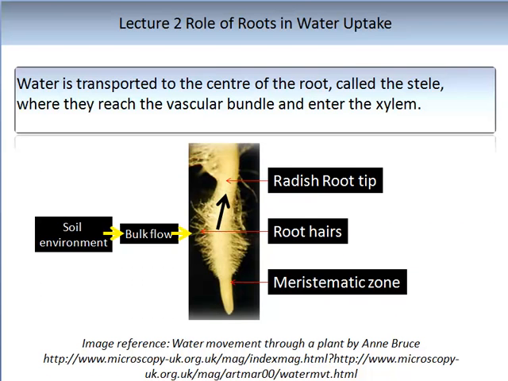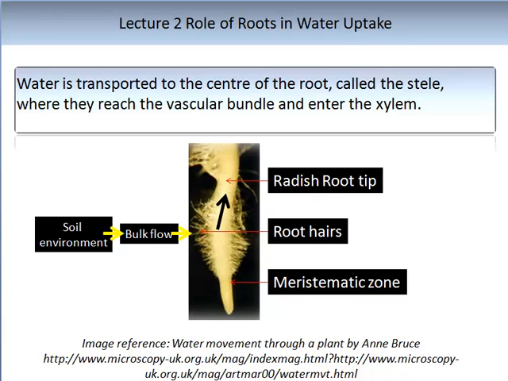So let us begin to look in some detail at how and what these structures actually look like. Starting in the soil environment, we have water. This moves through to the root hair via the process of bulk flow. Once the water enters the root hair, it is transported to the center of the root, to an area called the stele. Here it will reach the vascular bundles and enter the xylem. This is an overview of the process, and in the following slides we will look at this in more detail.